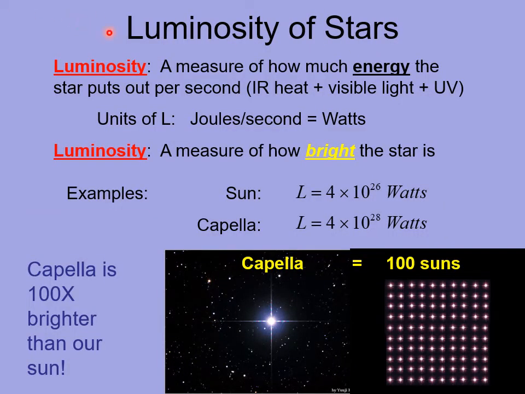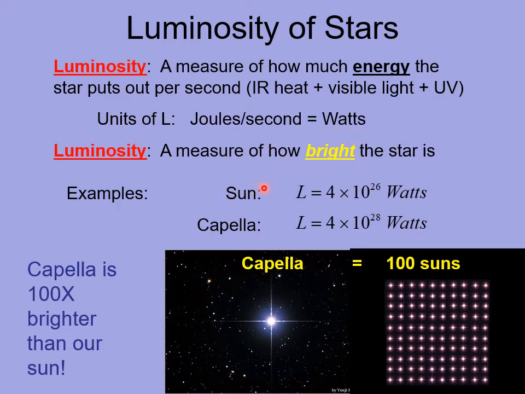One of the properties that we're going to use to classify stars is called their luminosity. Luminosity is just a fancy word for brightness. So luminosity is a measure of how much energy the star puts out per second. And the units of luminosity, or L, are energy per unit time. So joules per second, and remember, a joule per second is called a watt. So luminosity is a measure of how bright the star is.